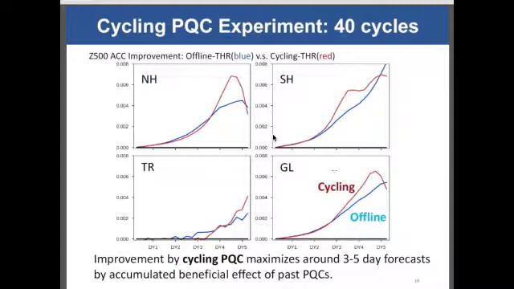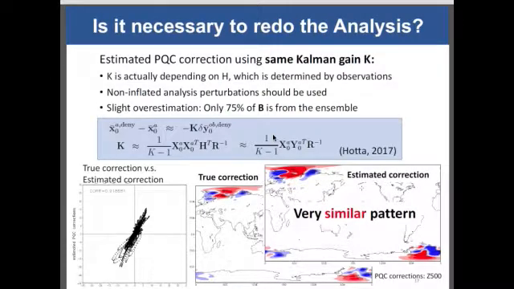The cycling forecast outperformed the offline forecast, and it maximized around 3 to 5 days. The reason for this is that the benefits of PQC keep accumulating in each cycle, so it benefits from the past beneficial effect of PQC. So now we are going to discuss the feasibility of implementing PQC in operation.